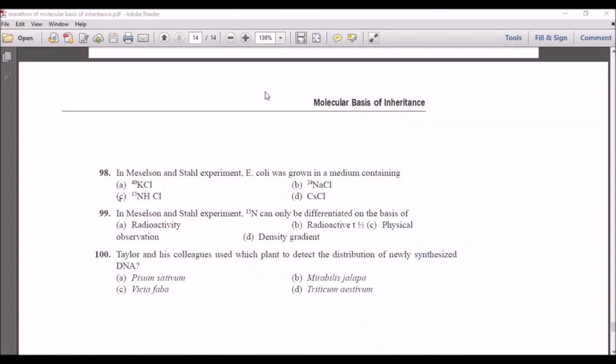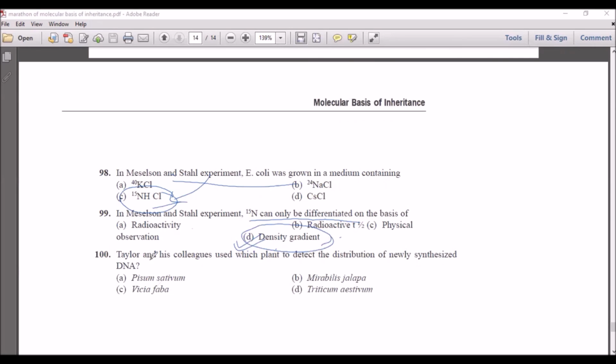Now next question is, in Meselson-Stahl experiment, E. coli was grown in a medium. Four options are given, and we know that E. coli were grown in this NH4Cl medium. Next, in Meselson-Stahl experiment, N15 can only be differentiated on the basis of radioactivity, radioactive half-life, physical, and density gradient. We know that they can be differentiated on the basis of density gradient.